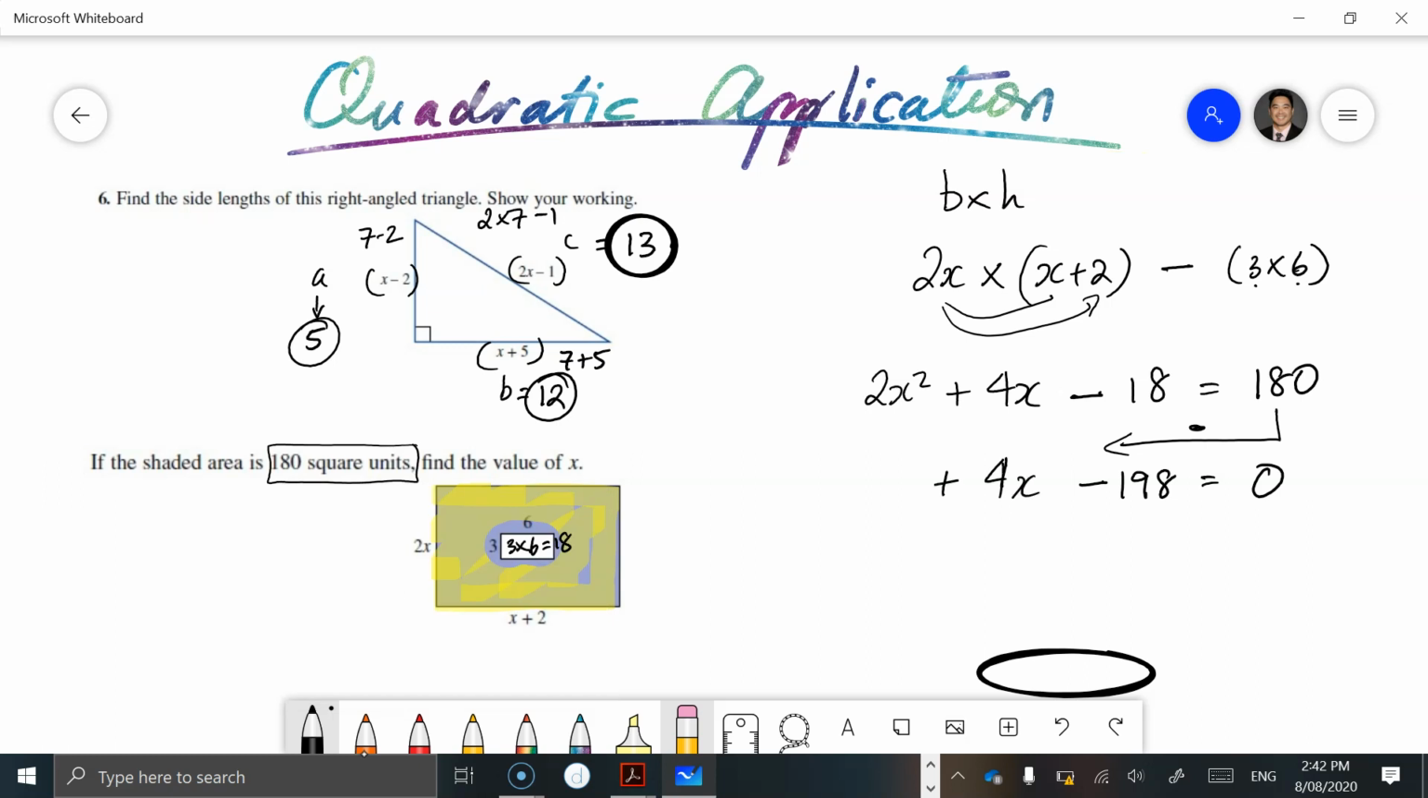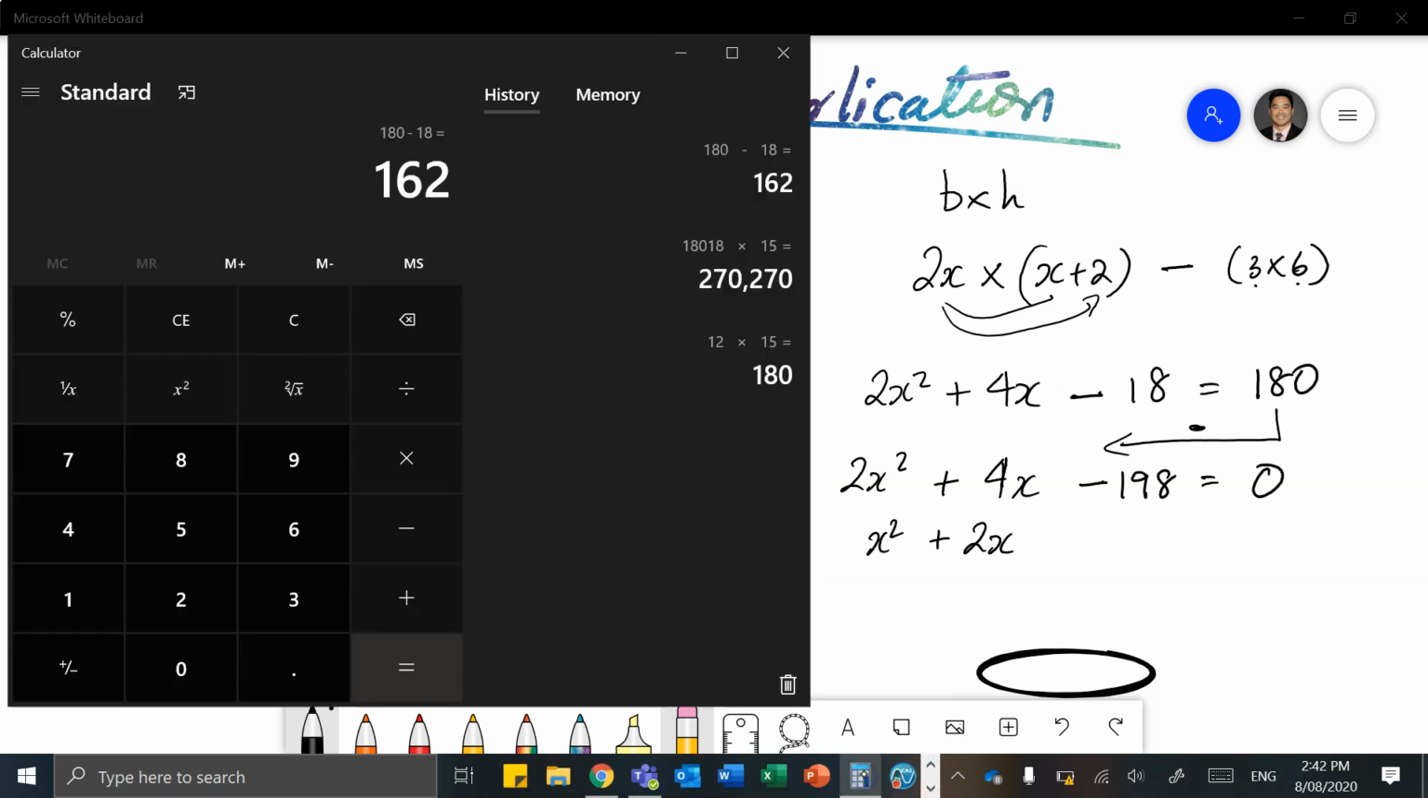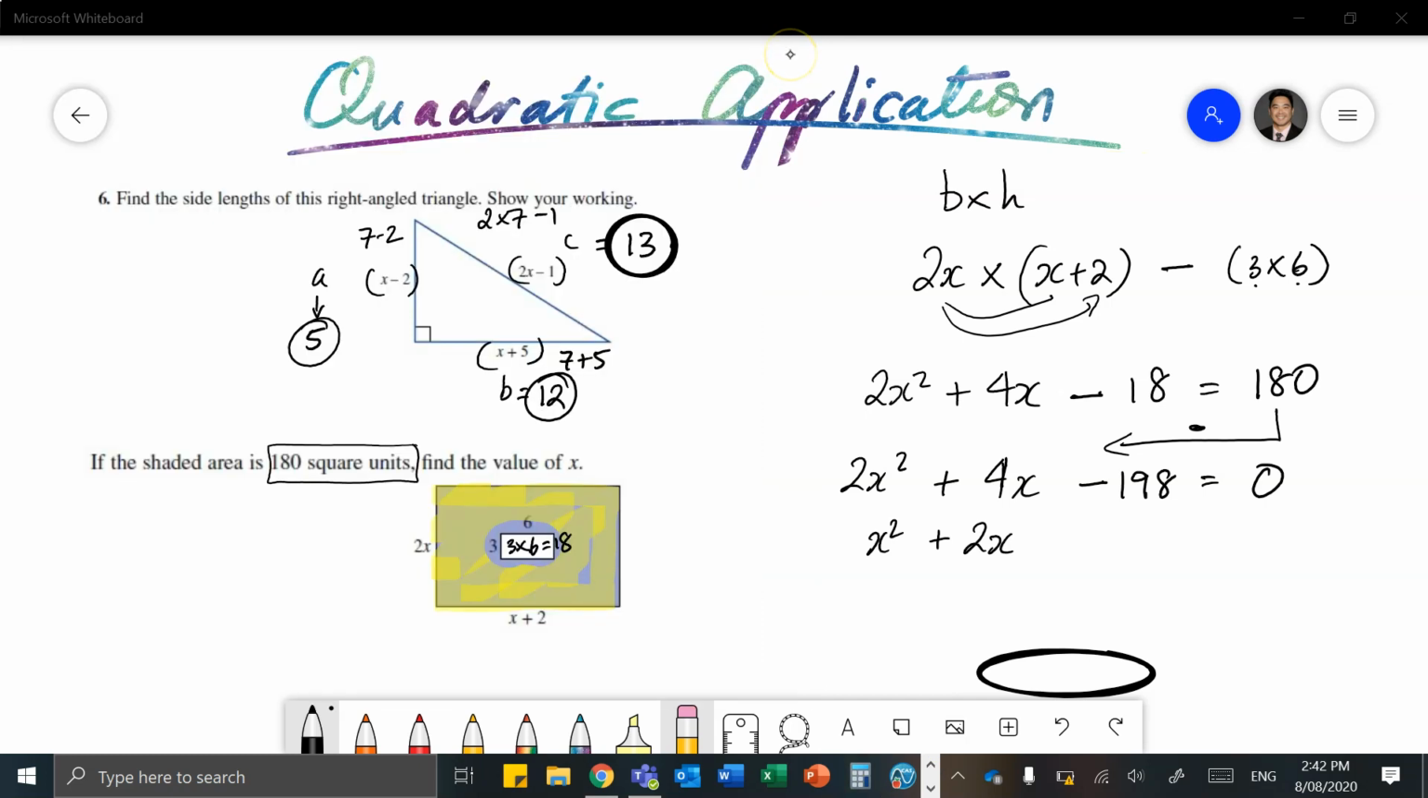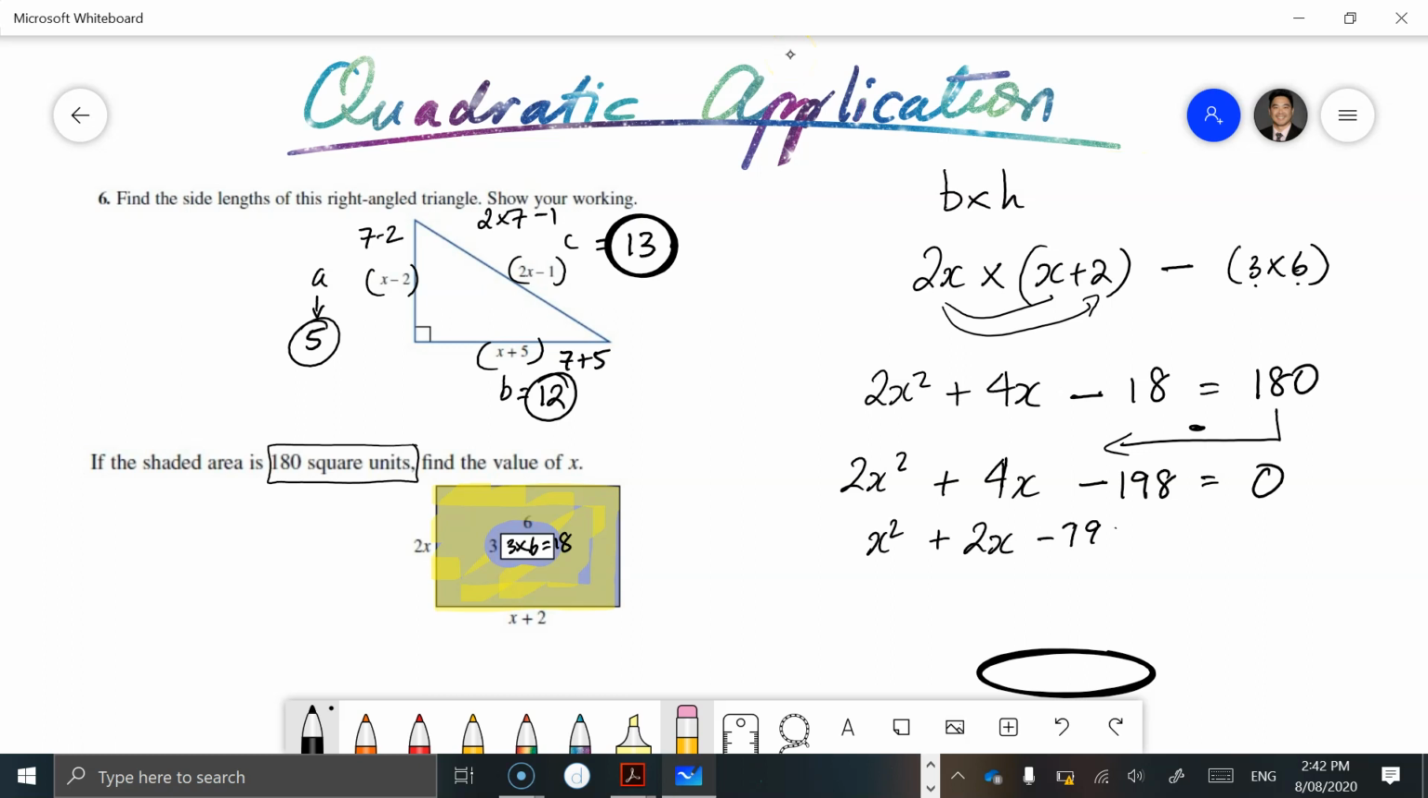So 4x plus 2x squared. There we go. What we can see is that all values are even. We can actually divide everything by 2. So we've got x squared plus 2x, and half of 198 is 99. So minus 99 is equal to 0.